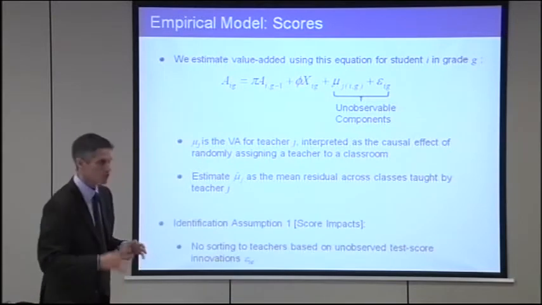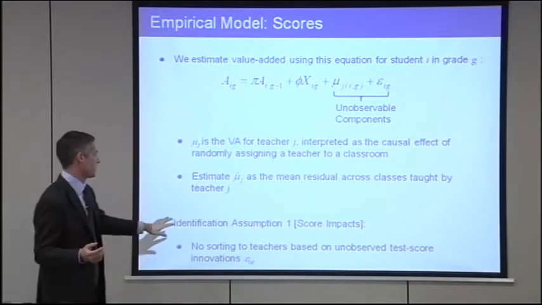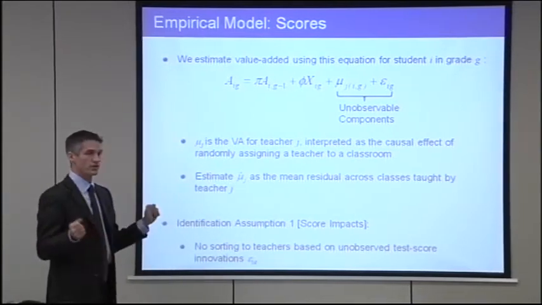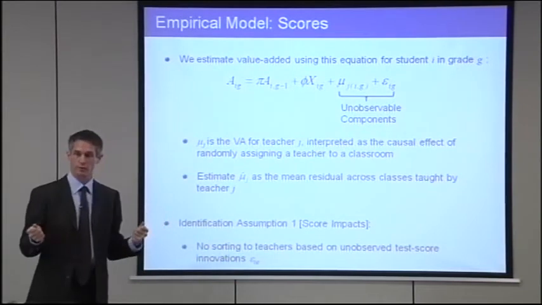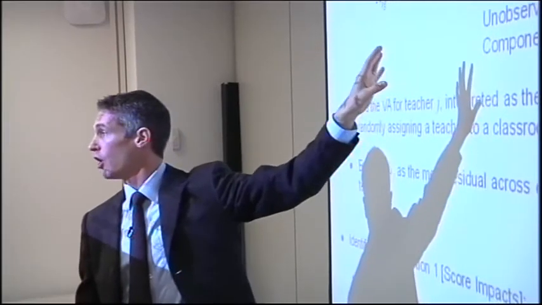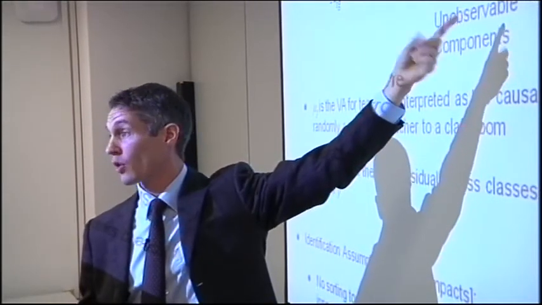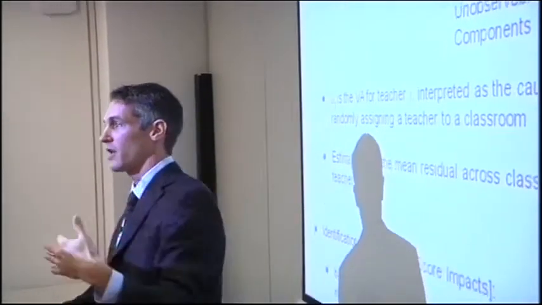Okay? So what's our main identification assumption here? What's the big assumption we have to make? It's that we don't have students sorting to teachers based on these unobservable components epsilon. That is, we can't have it be the case that a particular teacher always gets students who have positive epsilons or negative epsilons on average. That they're not always getting the kids who are better than they look on paper or are worse than they look on paper. That's a problem for our analysis, and that's what I'll spend a lot of the time today trying to convince you is not happening in the data.